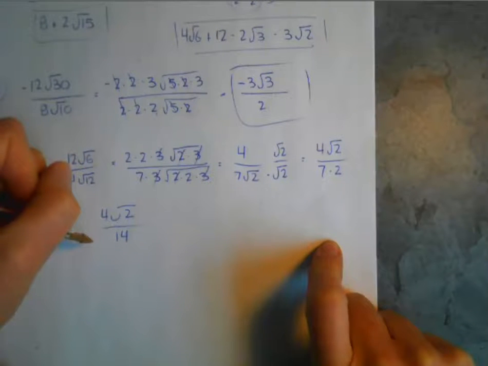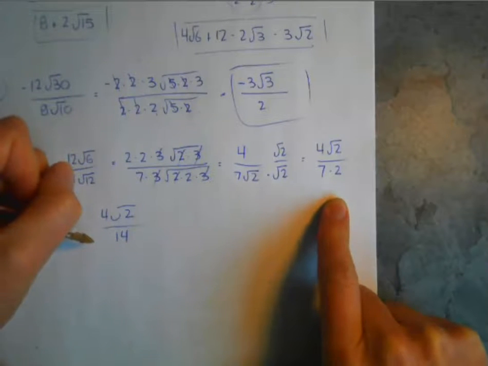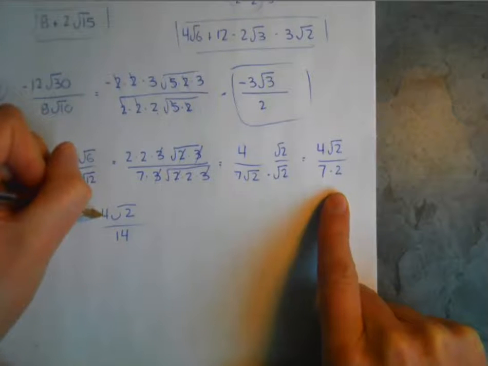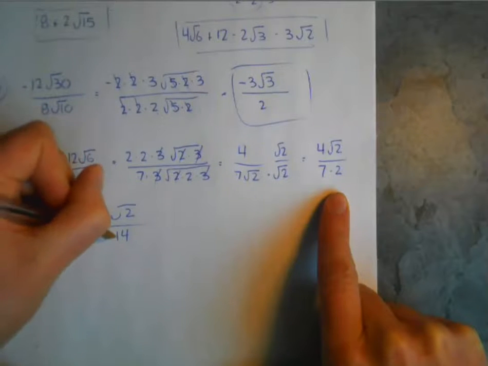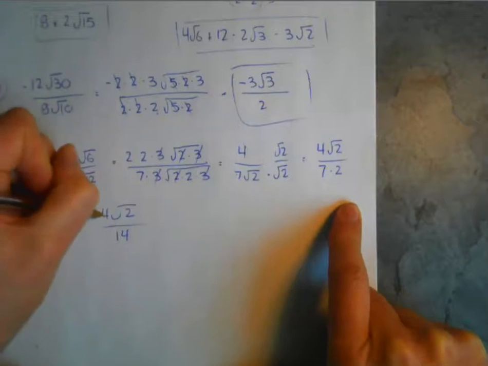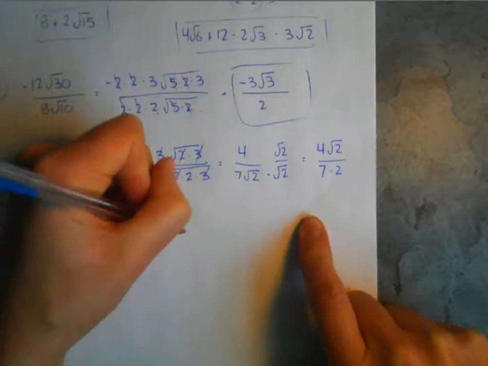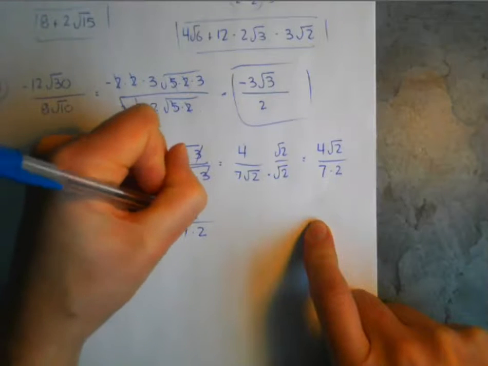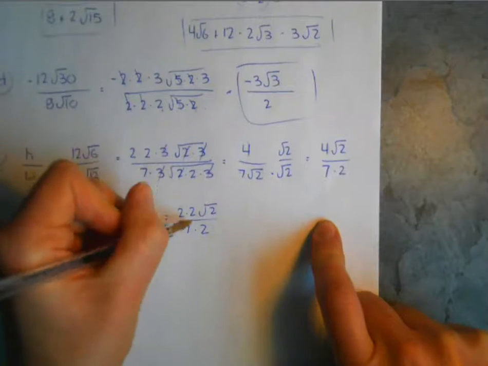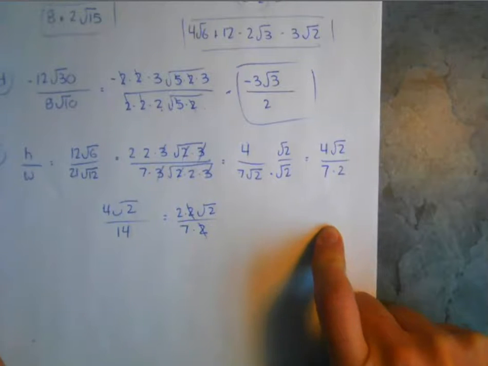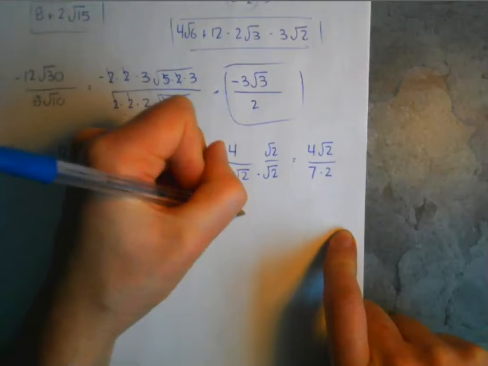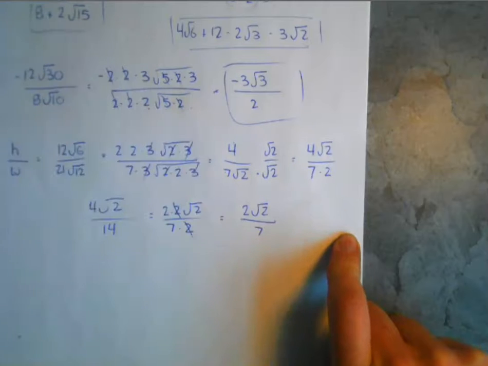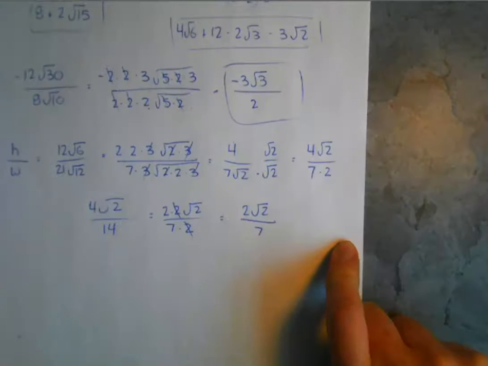And I'm just trying to think here because I thought I ended up with root 2 over 7. Let's see, 14 would be 7 times 2. Oh, there we go. So 14 is going to be 7 times 2, and 4 is going to be 2 times 2, root 2. And then this 2 and that 2 cancel out, and so we're left with 2 root 2 divided by 7. Okay, so that's our final answer there.